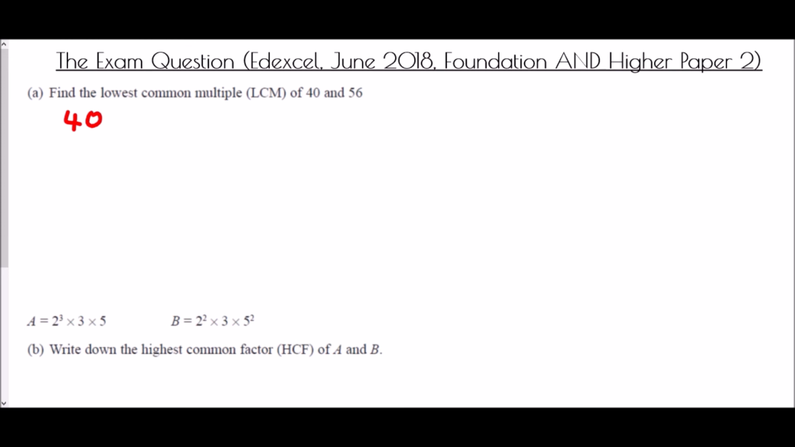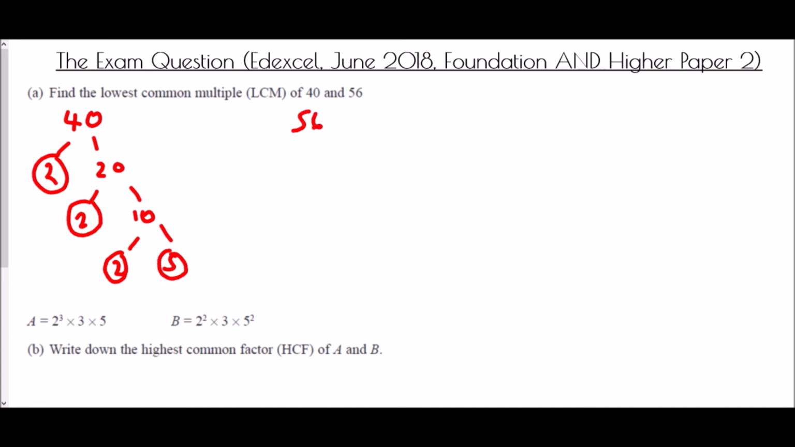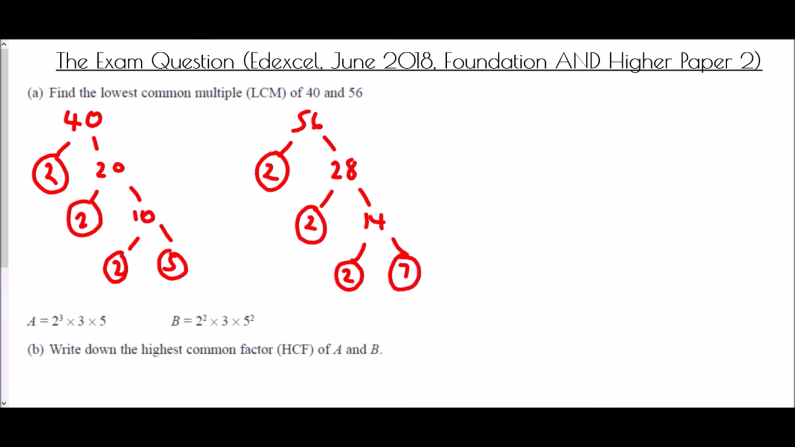So with 40, well, that would be 2 and 20, 2 and 10, 2 and 5. And for 56, that would be 2. And, well, half of 56 is 28. It will be 2 and 14. It will be 2 and 7. 7 is a prime number, so we've come to the end. Draw our Venn diagram.